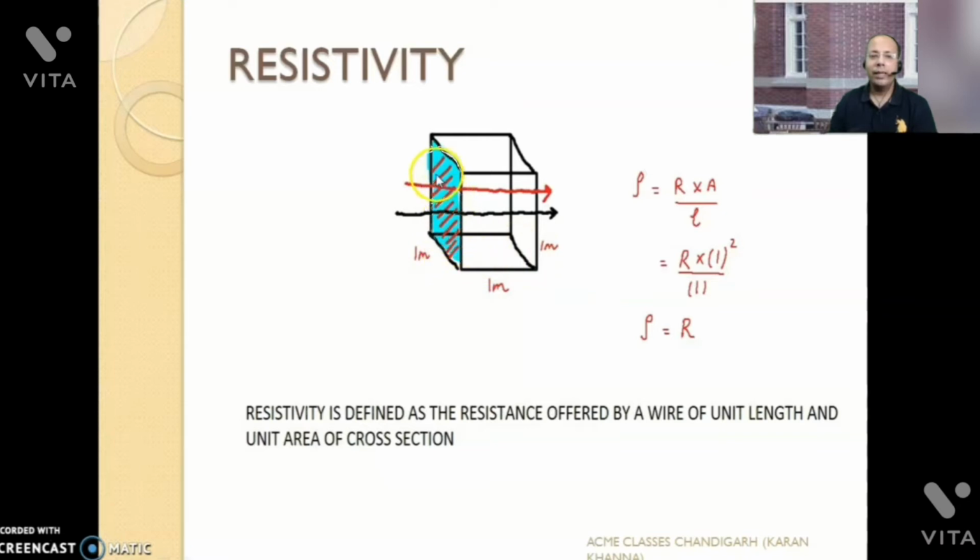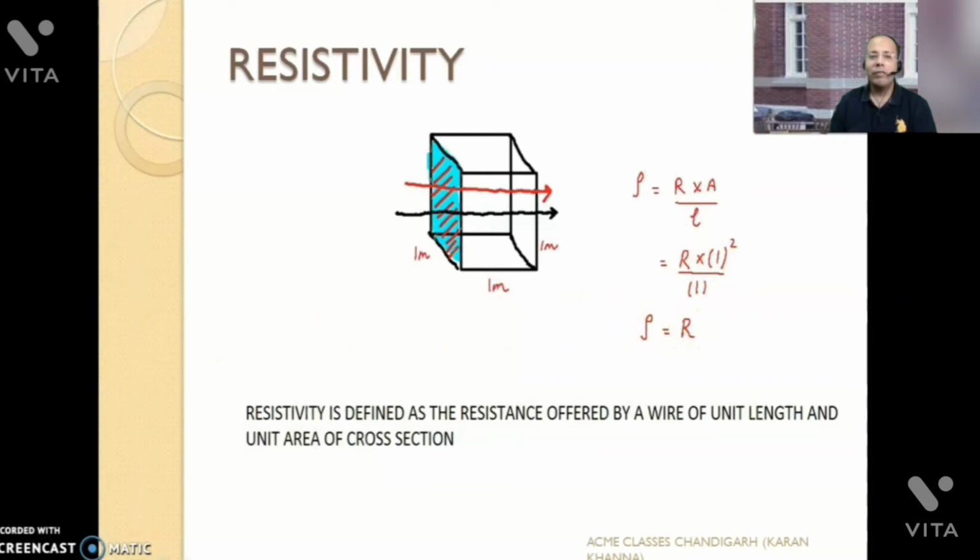तो इस side का area क्या होगा? Length is 1 meter, height is 1 meter. Area of this side is equal to 1 into 1, 1 meter into 1 meter, which is 1 meter square. So in place of area, I put 1 meter square. And in case of length, if the current was to flow across this space from this end to this end, it will travel a distance of 1 meter. So length of the conductor here is 1. So if we cancel out 1 and 1, resistivity comes out to be equal to resistance.